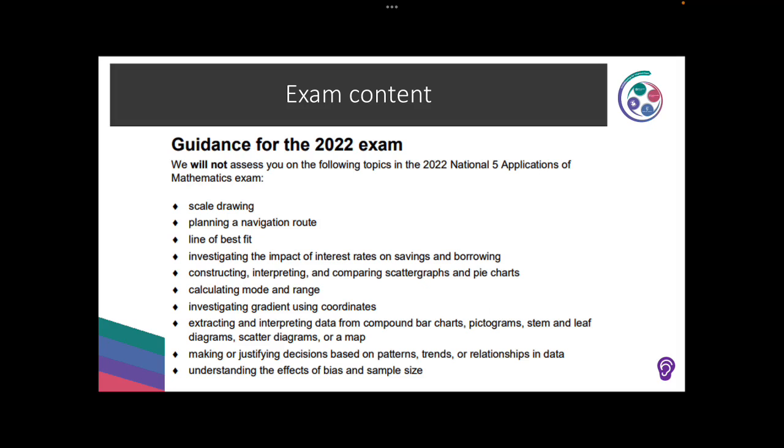So, not a massive list of topics there, but what we're going to do is go through the course specification for the National 5 applications, and just take those topics out so that we can clearly see what topics are still in the exam.